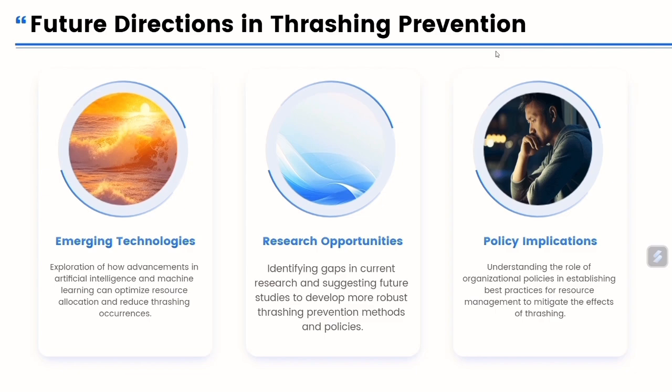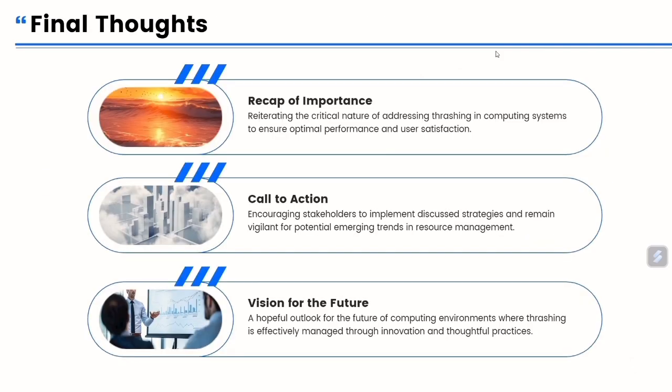Research opportunities. Identifying gaps in current research and suggesting future studies to develop more robust thrashing prevention methods and policies. Policy implications. Understanding the role of organizational policies in establishing best practices for resource management to mitigate the effects of thrashing.